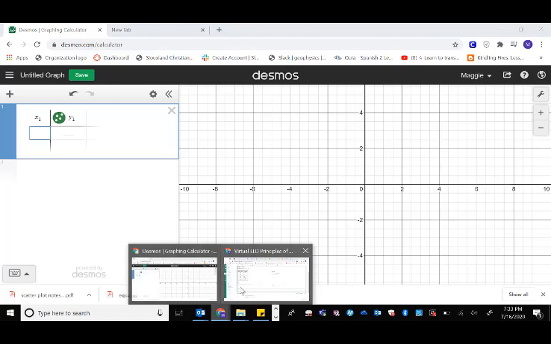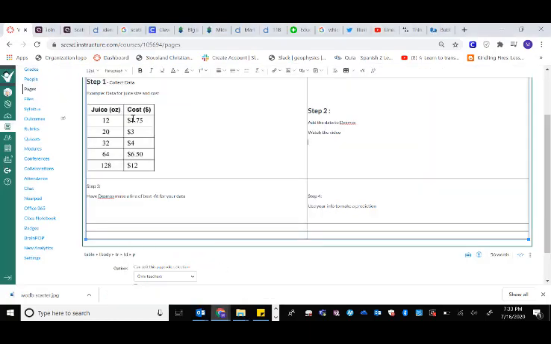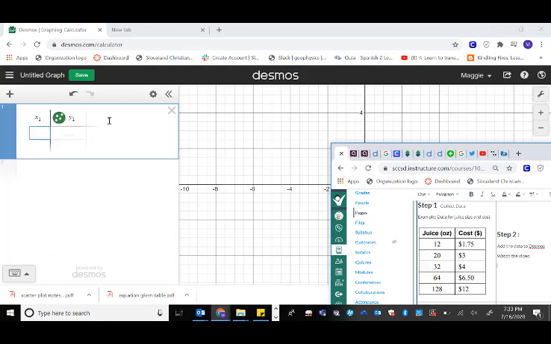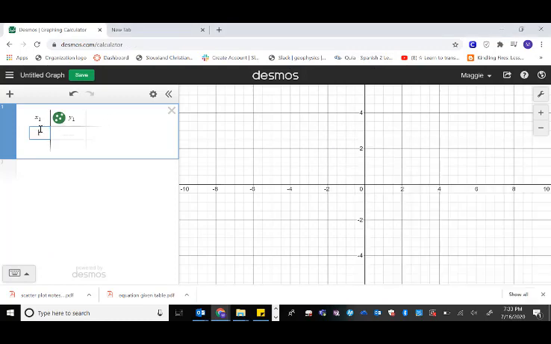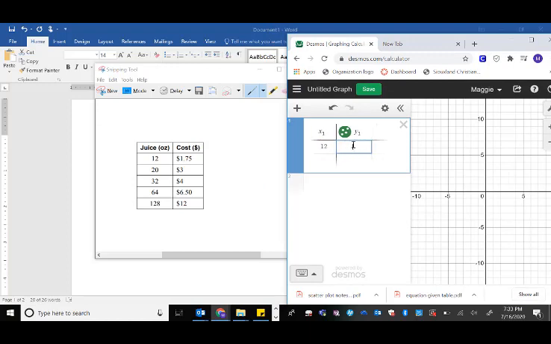We find our table. Here are our numbers. So we have 12, 175, $1.75. We're going to add these numbers into our table. So we have 12. I'm going to minimize this so I can do that. 12, 1.75. And then I have 20 and 3.